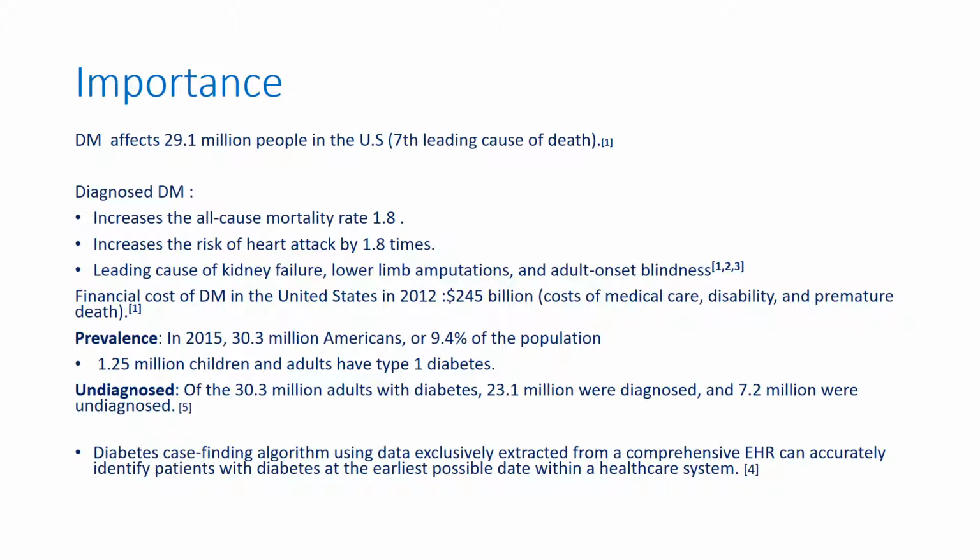In 2015, 30.3 million Americans, or 9.4% of population, had diabetes. Approximately 1.25 million American children and adults have type 1 diabetes. Of the 30.3 million adults with diabetes, 23.1 million were diagnosed and 7.2 million were undiagnosed. A study showed that diabetes case finding algorithm using data exclusively extracted from a comprehensive electronic health record can accurately identify patients with diabetes at the earliest possible date within the healthcare system.